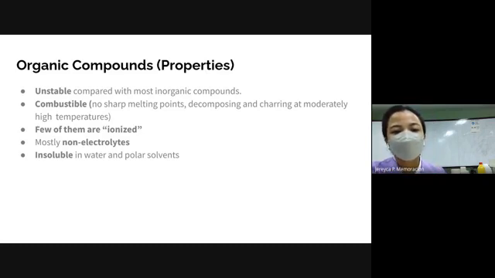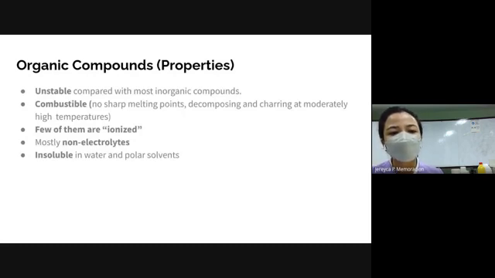The most common property of organic compounds is that they are unstable compared to most inorganic compounds. Also, they are combustible, have no sharp melting points, and decompose and char at moderately high temperatures. Also, few of them are ionized, and they are mostly non-electrolytes and are insoluble in water and polar solvents.